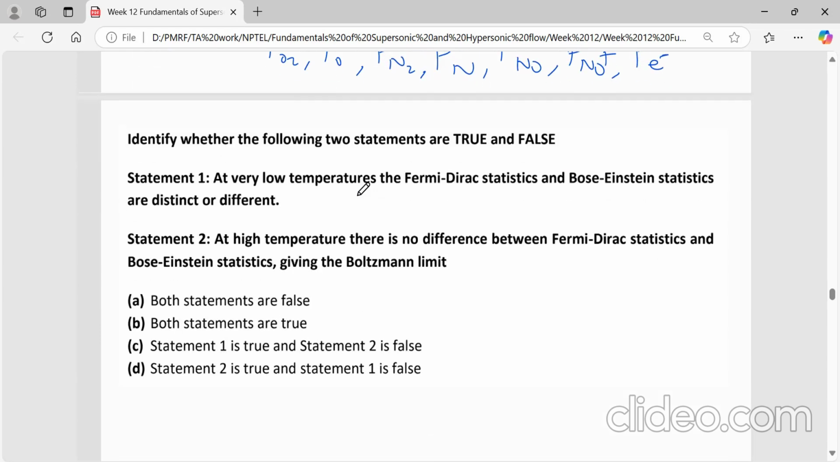Now we'll see the next problem. Identify whether the following two statements are true or false. Statement 1: at very low temperatures, the Fermi-Dirac statistics and Bose-Einstein statistics are distinct or different. Statement 2: at high temperature, there is no difference between Fermi-Dirac statistics and Bose-Einstein statistics, given the Boltzmann limit.